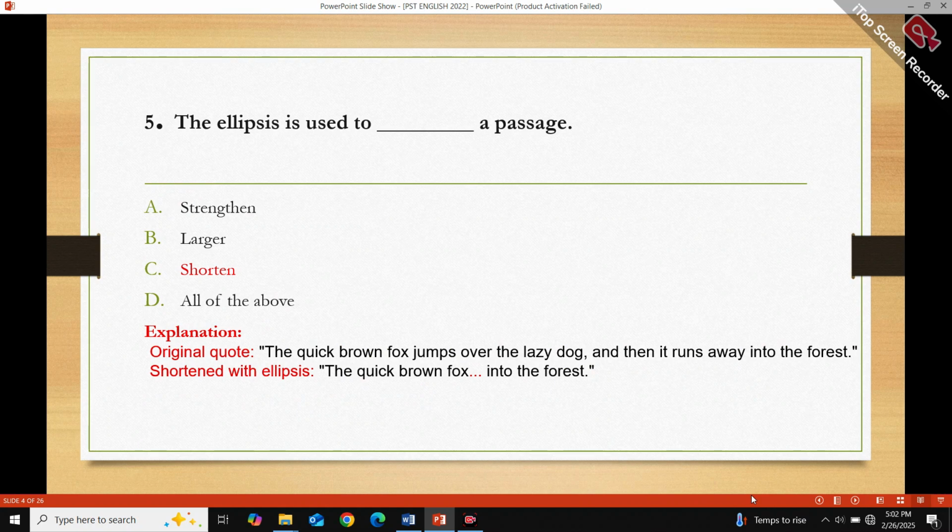The next one is: the ellipsis is used to do what to a passage? So an ellipsis is a punctuation mark. It consists of three dots. It is used to indicate the omission of words, phrases, or sentences from a text without changing its original meaning. So here it is used to shorten a passage. The correct one is option C. The ellipsis is used to shorten a passage.